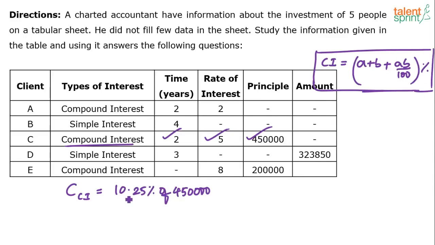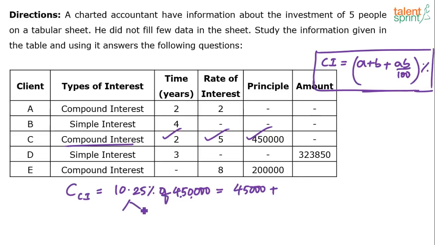So CI will be 10.25% of 4,50,000. Now calculation again is very important, right? How do you do this? 10.25% can be split as 10% plus 0.25%. 10% of 4,50,000 will be 45,000. 0.25%. See, 1% is 4,500.